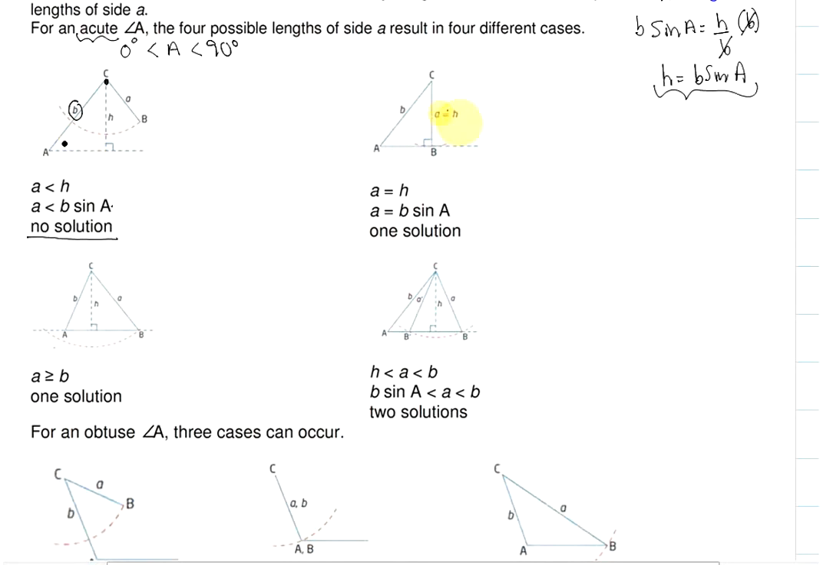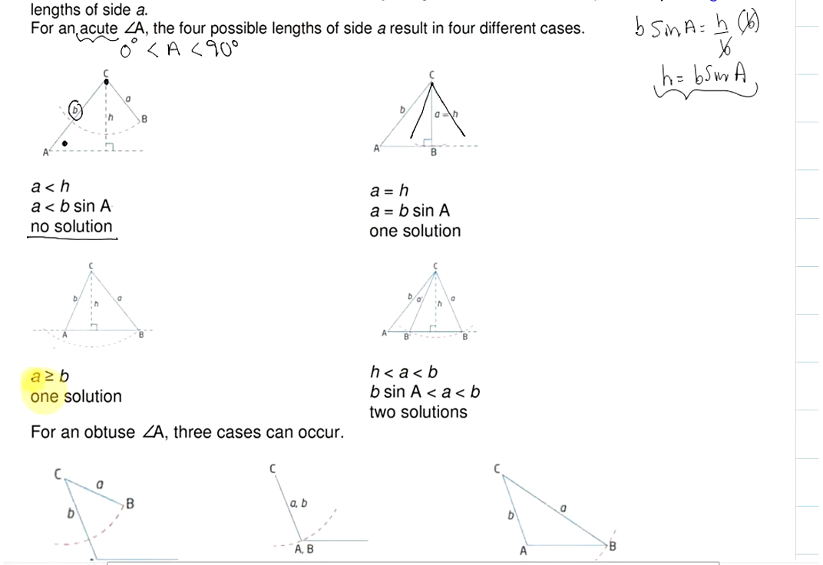Okay, in our next situation, the side A has exactly the same length as our height. So A is equal to H. Remember, B sine A is just another expression for the height, so A is equal to the height. And there's only one possible answer here, because even if I swung A out to here and it has the same height as H, it won't touch the base of the triangle on this side of the altitude of my triangle, the height of my triangle. And if I swing it to the left, it won't touch the base on the left either. So there's only one possible answer for this one here.